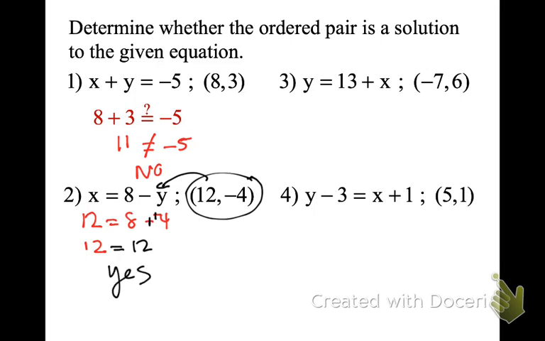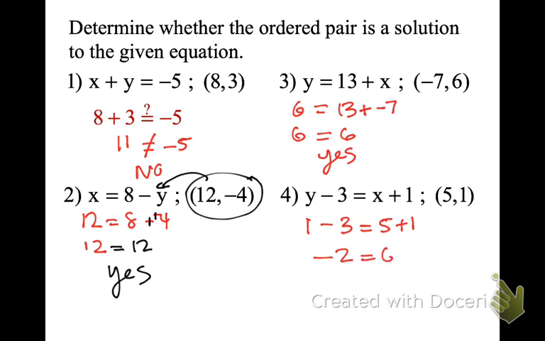Okay, number 3, who wants to substitute for me? Somebody else? Let's go with Aton. So I substituted to make it 6 equals 13 plus -7, which is technically 6 equals 6, and so is it a solution? Yes. Next one, Ashley. So I substitute y minus 3 equals 5 plus 1. Oh, wait, sorry, plus 1 equals negative 2 equals 6, which is 0. And I want to see that slash through it, and you're going to say no. So that's what you're doing for the homework tonight.